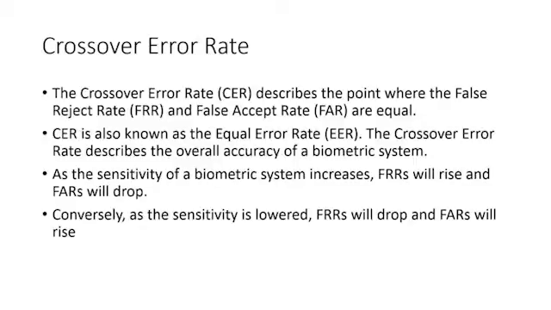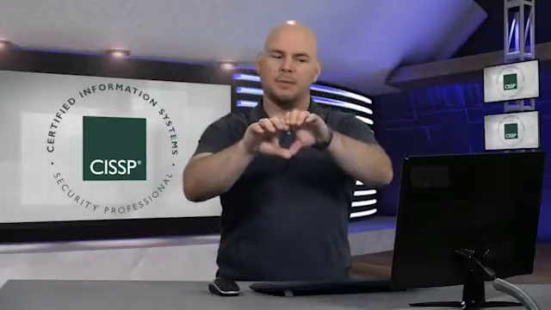Now, conversely, on the opposite side, as the sensitivity is lowered, we're not going to have as many rejections, but we're going to have way too many exceptions. All right? We'll have too many people getting accepted that may not be supposed to. So we don't want this, and we don't want this. We kind of want to meet in the middle where that equal error rate is. Not too many rejections, not too many false exceptions.